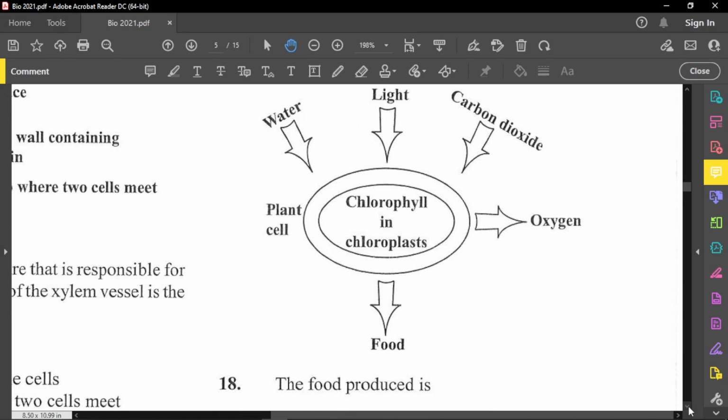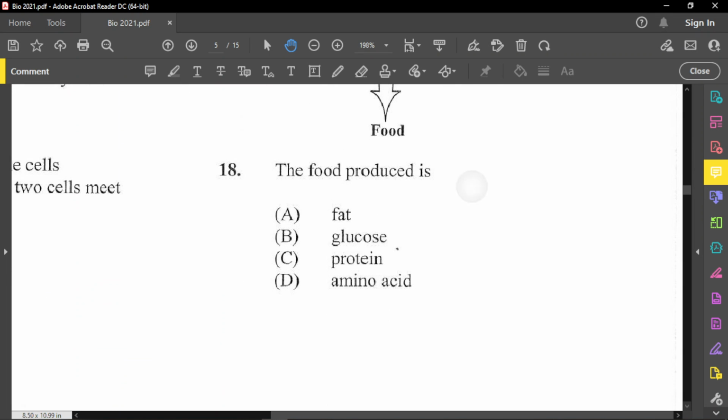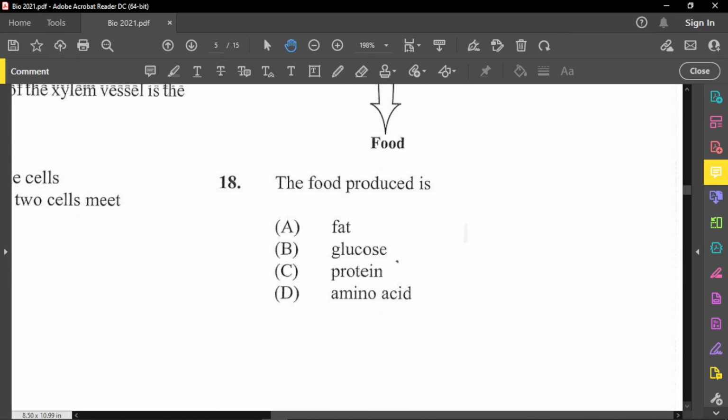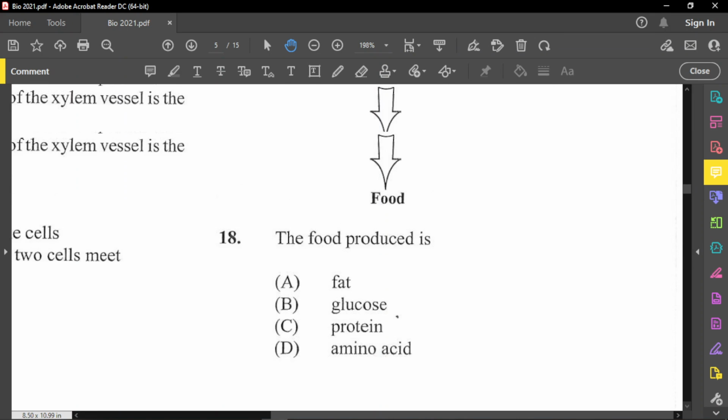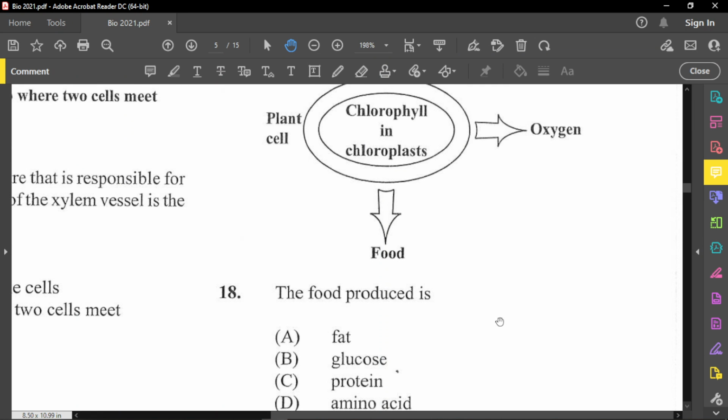All right, so let's talk about what is now. We said the food produced is what? Okay, and the food produced here is glucose because glucose is the product of photosynthesis. So glucose will be our answer. All right, let's just erase that. All right, so glucose is our answer. Option B for number 18. This is number 18, I said. Number 19 now. Let's go to number 19 really quick.